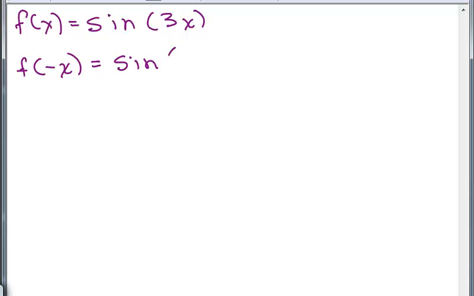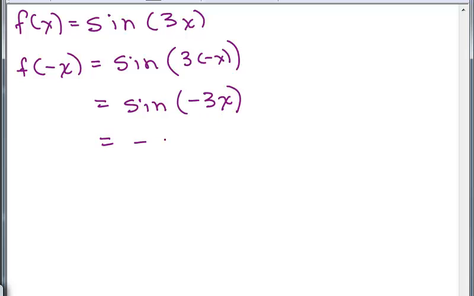So we have sine of 3 times negative x, right? We're replacing x with negative x. So this gives us, in parentheses, negative 3x. Now the sine is an odd function, so the sine of negative 3x is the same thing as negative the sine of 3x. So the question is: is that the same thing as negative f of x? If you want to see what negative f of x is, you could always write it down over here. Negative f of x would be negative sine of 3x, right?